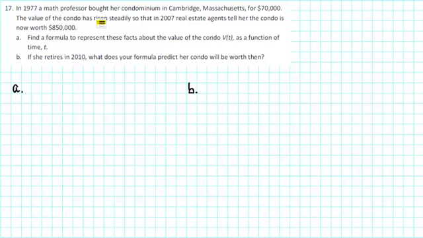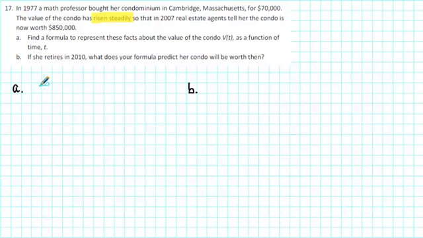Some of the key words to pay attention to: the value of the condo has risen steadily. There are different interpretations that you could use for that, but the way that I'm going to think about it is that it's been rising by the same amount each year, or at least approximately by the same amount each year. So that indicates that a linear function would be the best model for this particular situation.